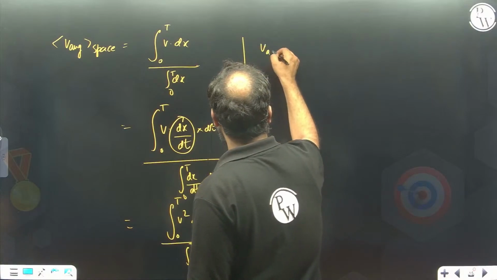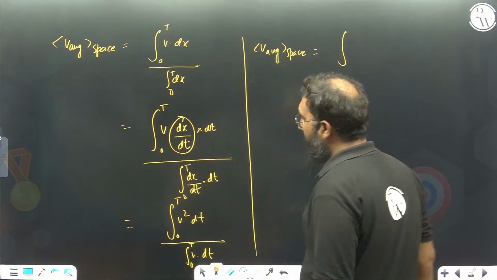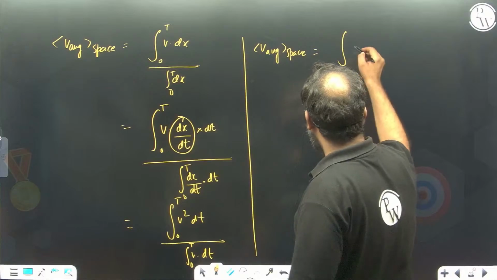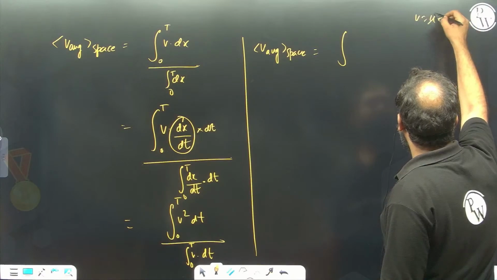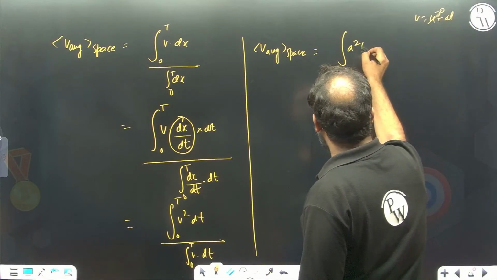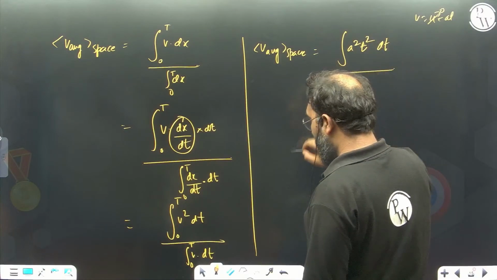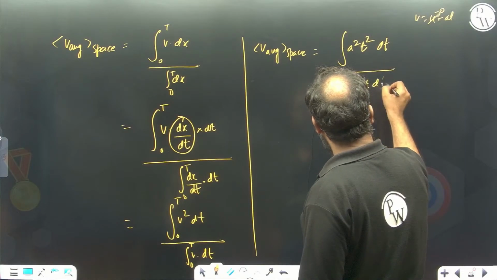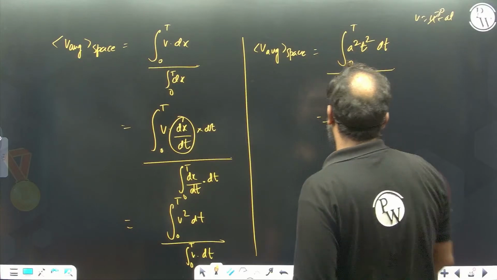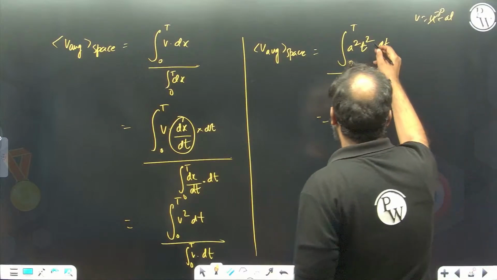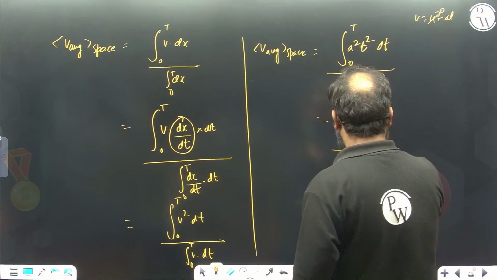So this V average over the space is integral of V square, right? So V equals U plus AT, and U is 0. So V square will be A square T square, integral A square T square dt upon integral A t dt. The limit will be from 0 to T. Just solving it, A is constant, so A square will come out of the integration. This is t cube by 3.